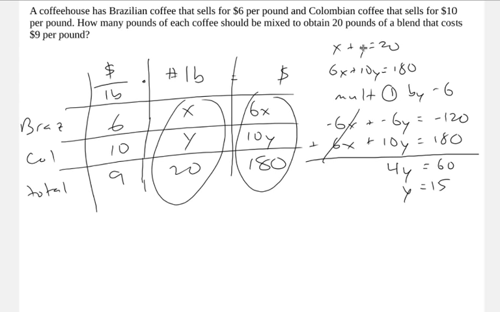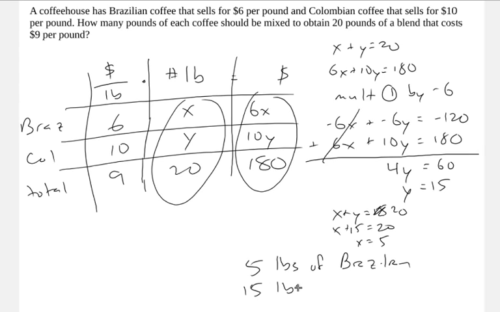Since there's a total of 15 pounds of the second type of coffee, and x plus y equals 20, x plus 15 equals 20, that means x equals 5. So that means there are 5 pounds, that's the Brazilian, x pounds of Brazilian. There are 5 pounds of Brazilian and 15 pounds of Colombian.